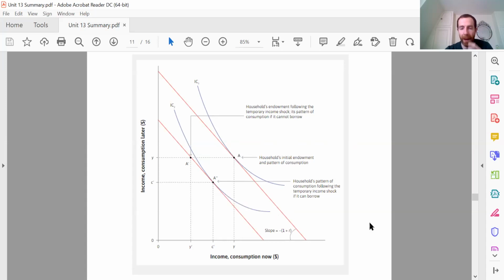So this is just another way of showing or modeling why the ability to borrow can lead to a higher level of utility. And being excluded from credit markets or limited in terms of what you can borrow means that your utility is also kind of limited and lower than it could be if you could borrow.